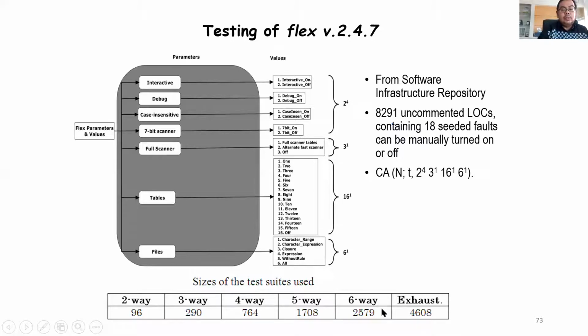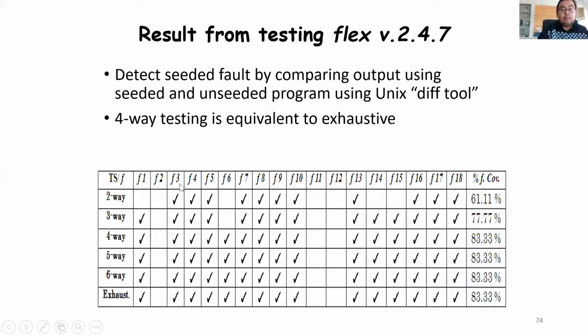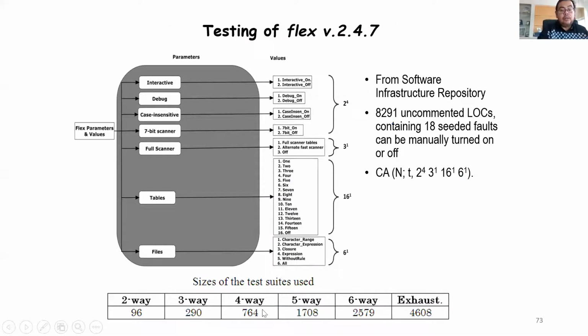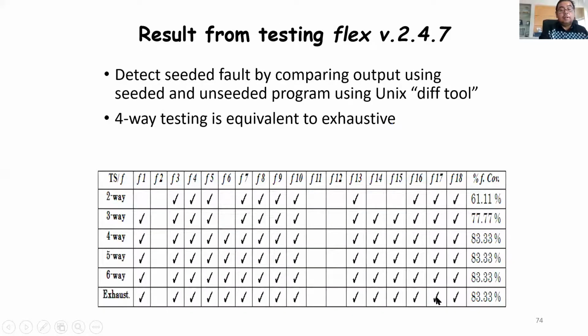We used this to test Flex in our papers, and we found that 4-way testing is equivalent to exhaustive testing with function coverage of 83%. That means I don't have to go exhaustive. I can use only 4-way, and with 4-way I only have 764 test cases, but I get the same coverage as the 4,608 tests. So this is what we found.